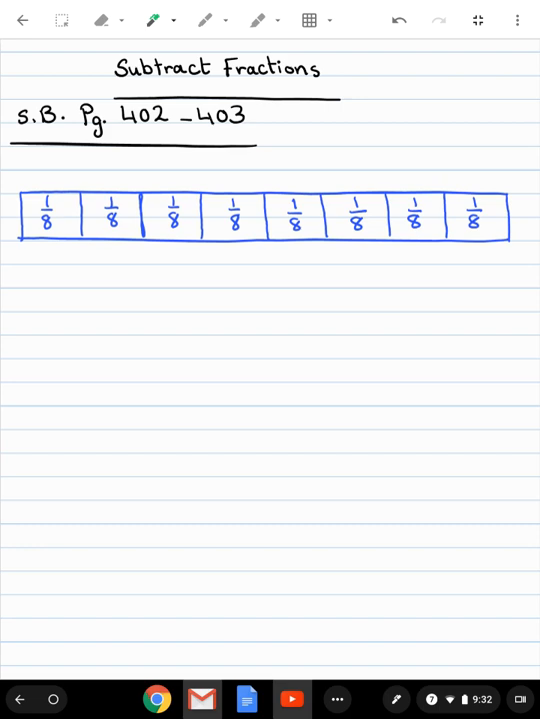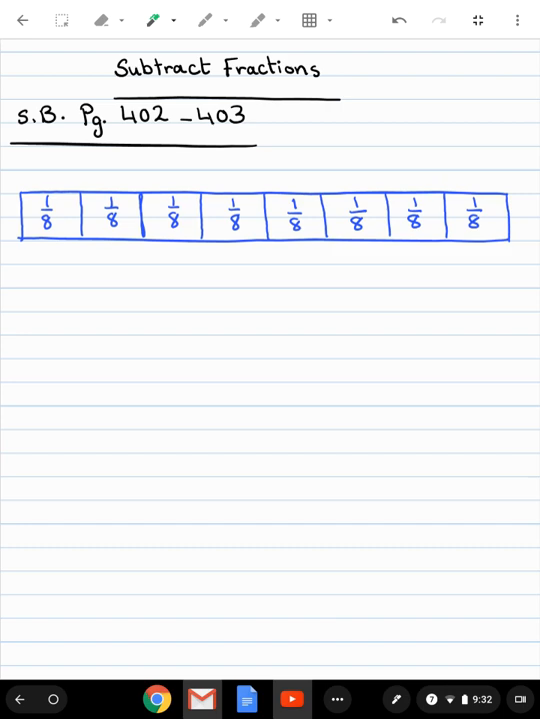We learned before how to add fractions. We said that we should have a common denominator so we can add the fractions. The denominator stayed the same and we added only the numerators. In subtraction it's the same. The denominators should be equal and we subtract only the numerators.